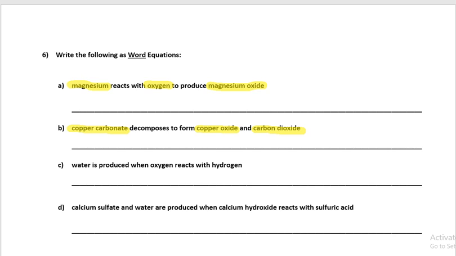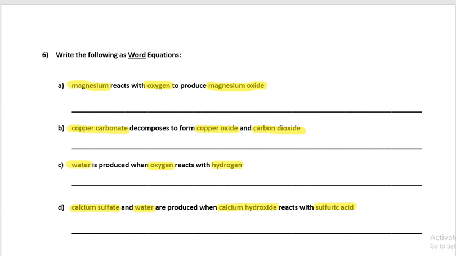Whereas here, let's have a look. We've got oxygen reacts with hydrogen. We've got water. So water is produced when oxygen reacts with hydrogen. And then we've got here calcium sulfate and water. So if it was calcium sulfate water, then it might be one thing, but the and tells us they're actually separate things. Calcium sulfate and water are produced when calcium hydroxide reacts with sulfuric acid.